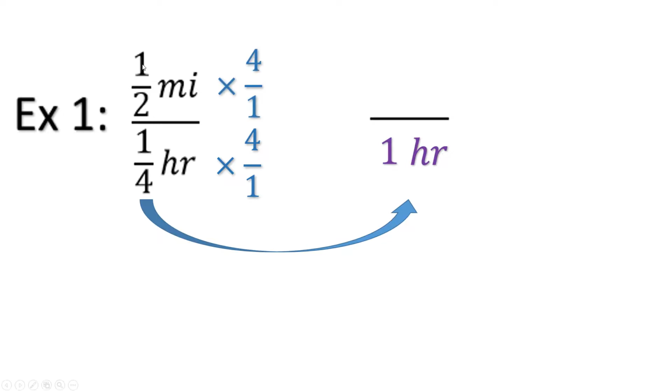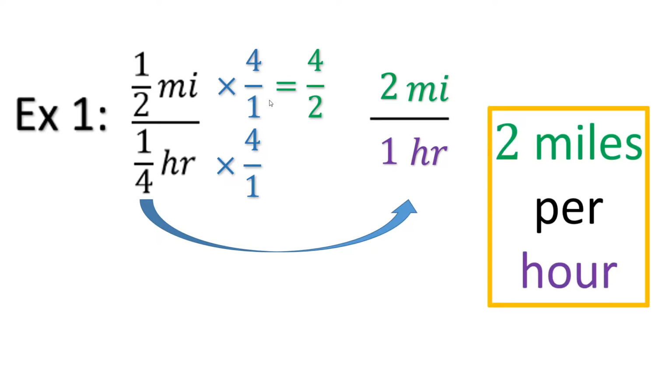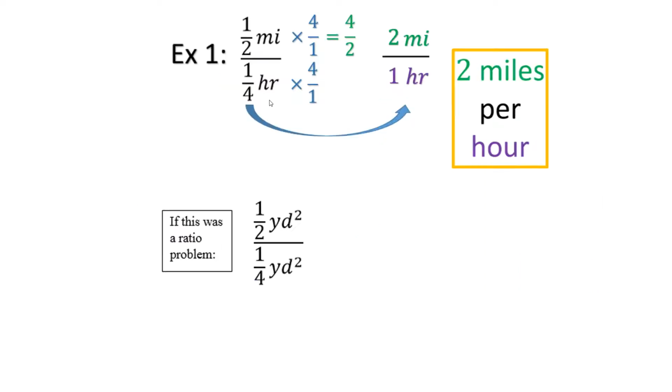And then we multiply across, 4 times 1, 2 times 1. We get 4 over 2, which simplifies to 2. And this is miles per hour. So we would write it as 2 miles per hour, or 2 mph for the abbreviation.